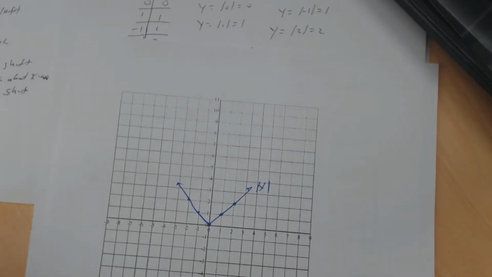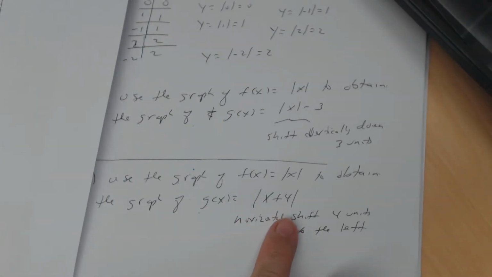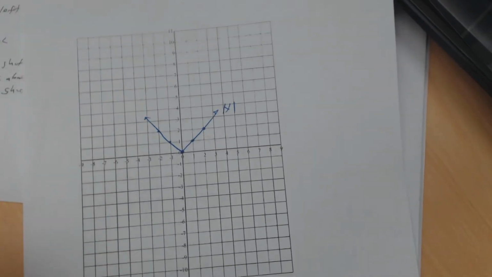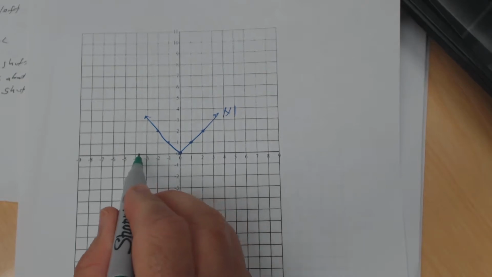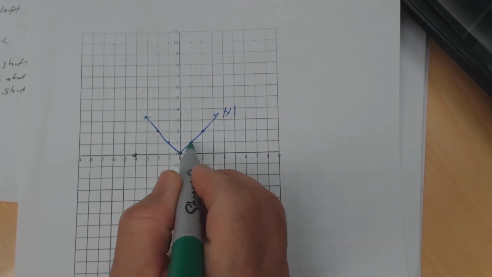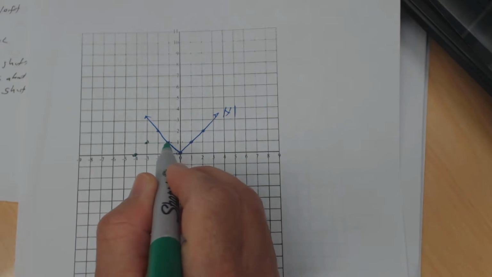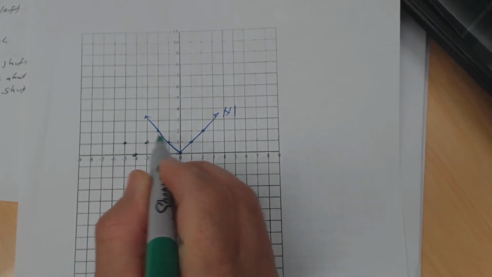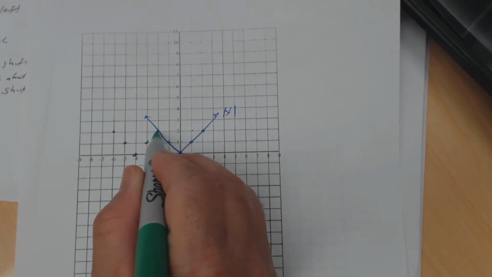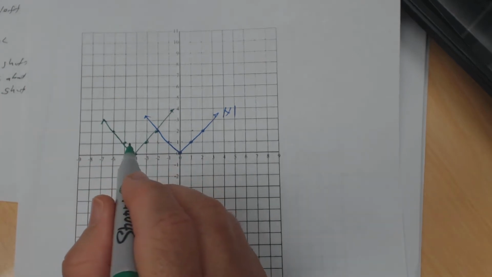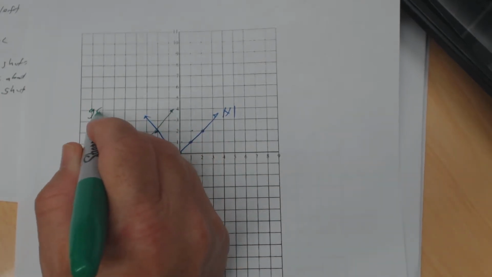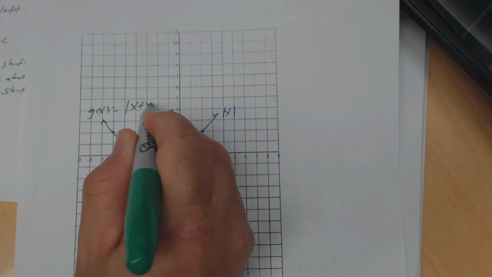Now let's graph the function g of x. I need to go 4 units to the left, so every point, I'm going to shift 4 units to the left. 1, 2, 3, 4. And so this right here is g of x. So g of x is absolute value of x plus 4.